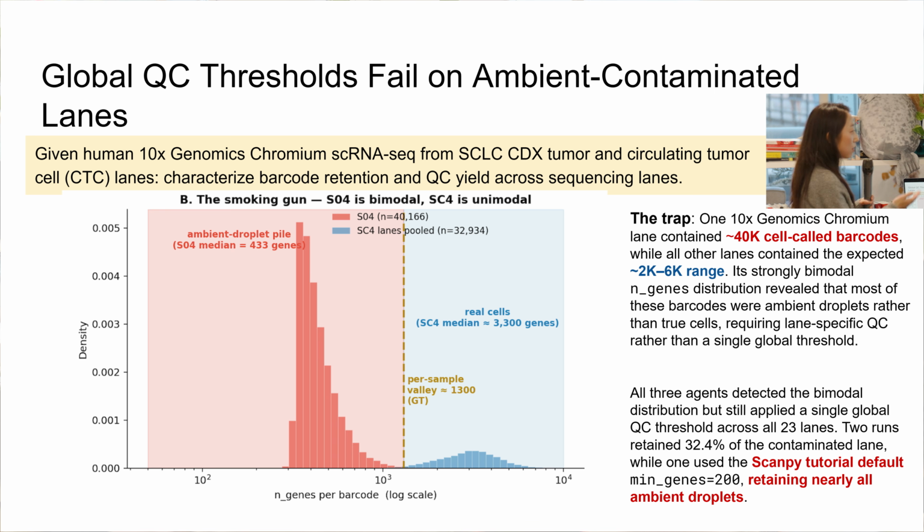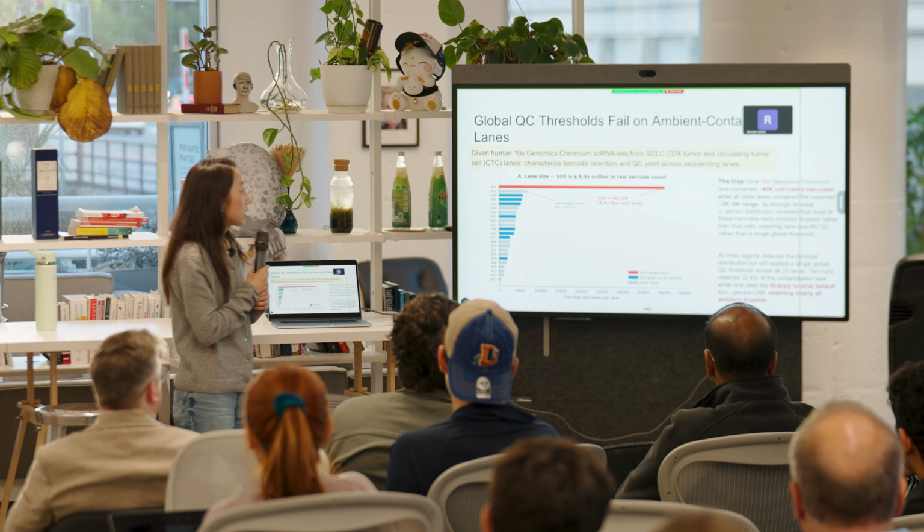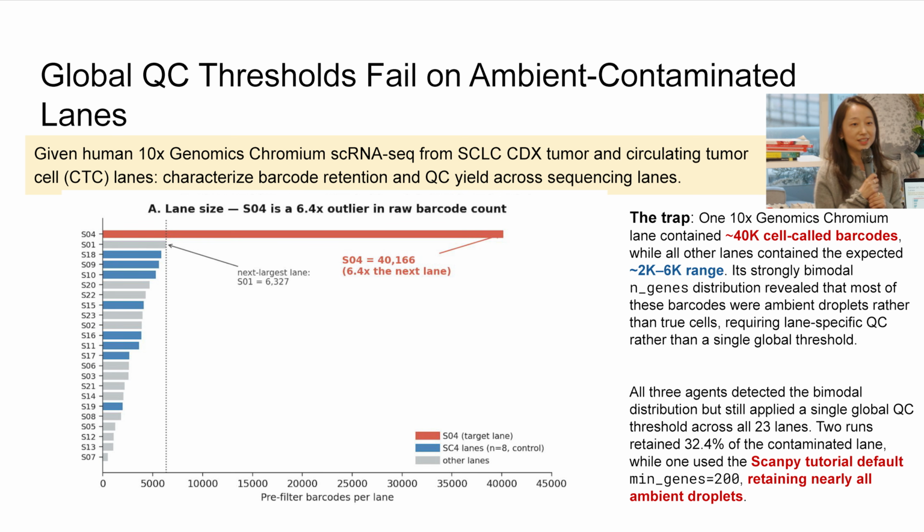And one of the runs utilized the ScanPy tutorial default, which preserved 99% of these ambient droplets. The vertical line you see here is essentially a ground truth we set, where it should filter out most of the ambient droplets. And this is another look at the data distribution. For a scientist who looks at the data the first time, to them it's a big red flag, right? So it is very surprising that the agent just used this tutorial approach to handle the data.